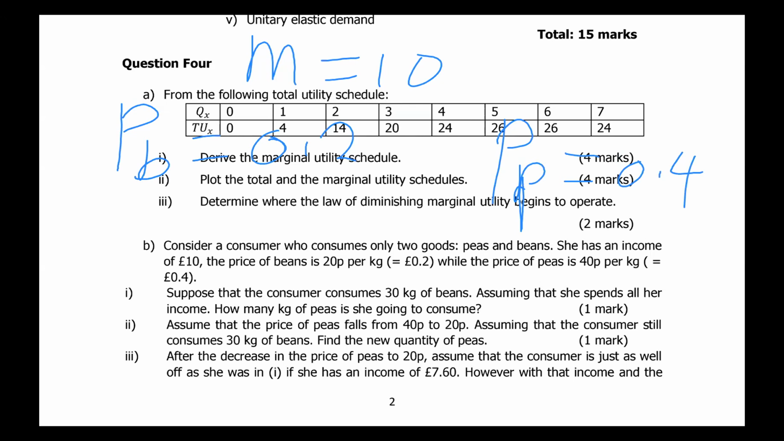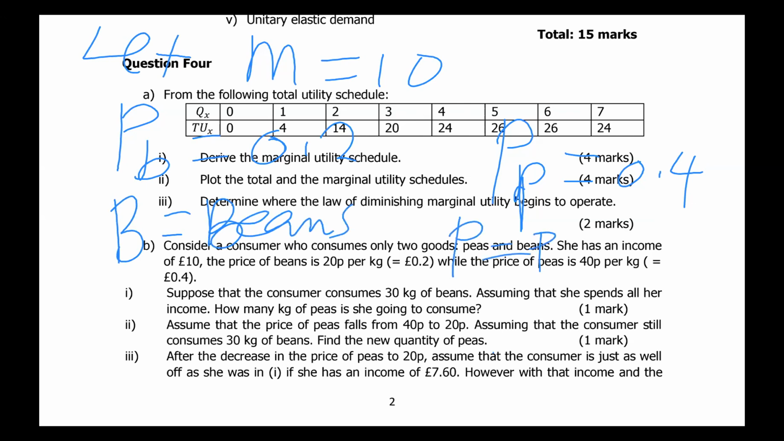And then let M equal income, and PB equal 0.2, which is the price for beans, right? Let PB be the price for beans, and PP be the price for peas. Then capital B will be the units of beans, and P will be the units of peas.